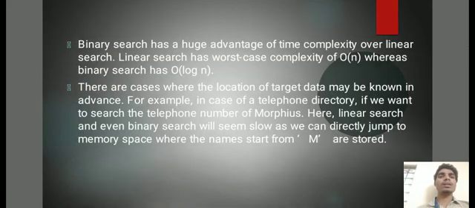Binary search has a huge advantage of time complexity over linear search. Linear search has worst case complexity of big O(n), whereas binary search has big O(log n). There are cases where the location of target data may be known in advance. For example, in case of a telephone directory, if we want to search the telephone number of a name starting with M, linear search and even binary search will seem slow, as we can directly jump to the memory space where the names starting with M are stored.